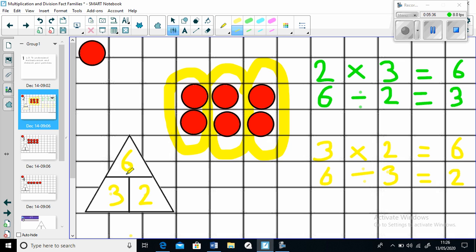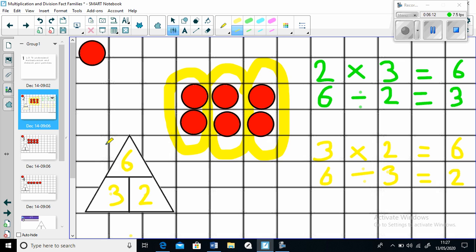But usefully, if I think of the inverse operation, if I think about division, it also shows me that 6 shared into 3 equal groups means there's 2 in each group. 6 divided by 3 equals 2. It also shows me that 6 split into 2 equal groups is 3. 6 divided by 2 equals 3. So this little funny fact family triangle actually helps me to come up with 1, 2, 3, 4 different calculations, 2 multiplication and 2 division. That's why it's such a useful little tool.